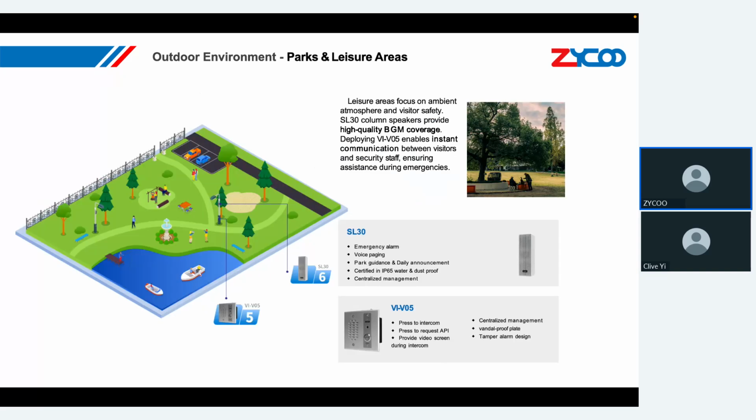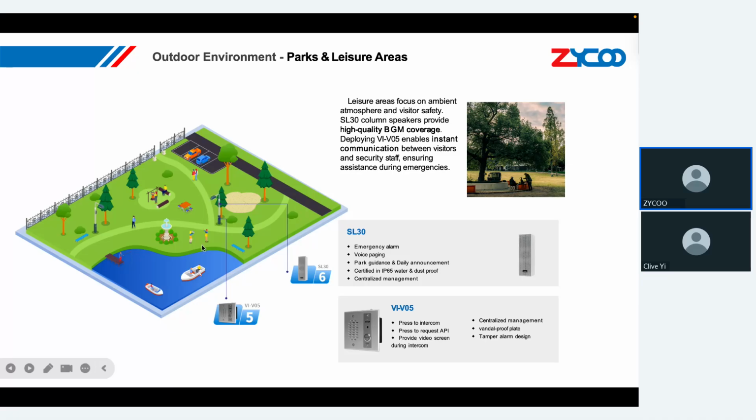And another one is also for the outdoor environment, for the parks and leisure areas. For this kind of area, they usually focus more on ambient atmosphere and visitor safety. So for this place, we recommend the SL30 column speaker to be installed on the smart pole, because it can provide high quality BGM coverage. And also the VI-V05, the video intercom for instant communication between the visitors and the security staff to make sure assistance can be provided during emergencies.